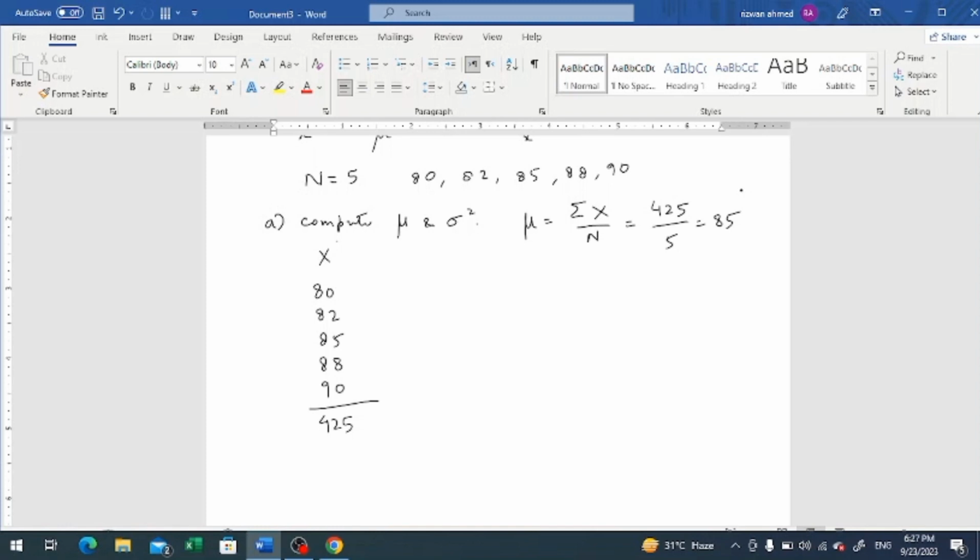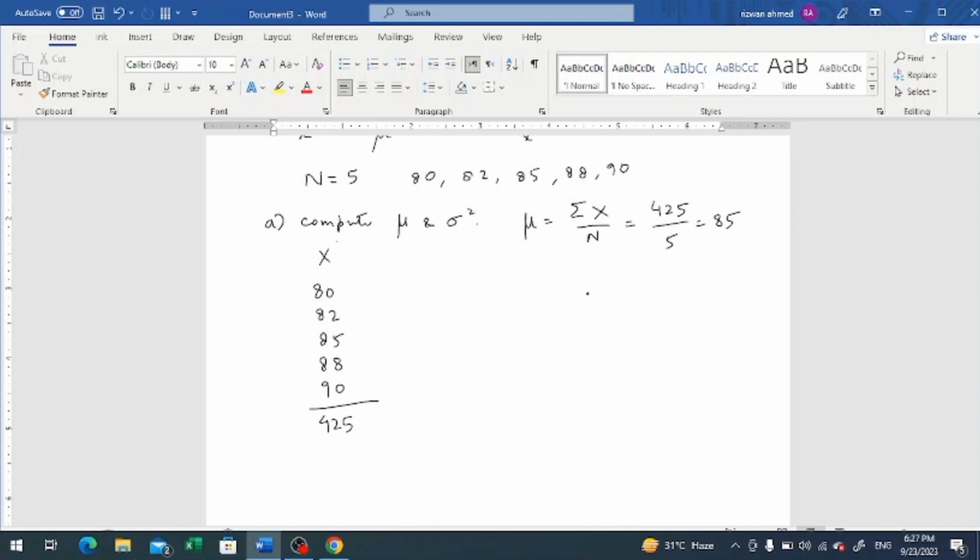So for median, we need to arrange the data in ascending order. I have already arranged this data in ascending order. So the middlemost number represents the median, and since the data are symmetric, we will get the same value as the mean, and this is what you can see.